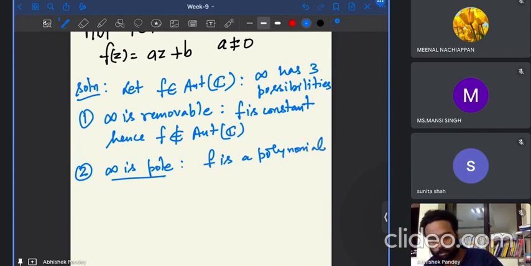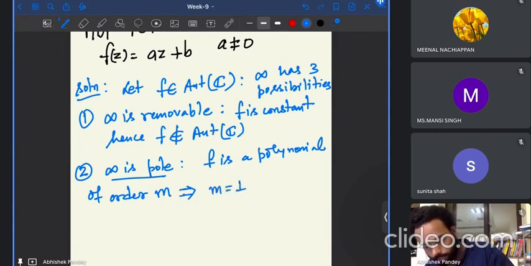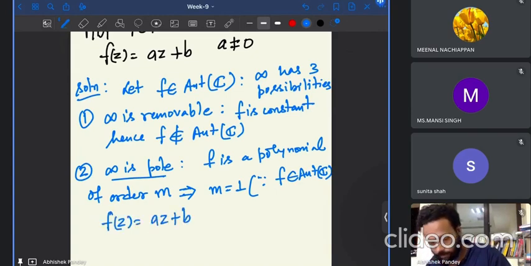f is a polynomial of order m for some m. So if this order m is greater than 2, then f is not 1-1. So the only possibility in this case is m equals 1, since f belongs to Aut(C). And a polynomial of order 1 means f(z) is nothing but az plus b, where a, b belong to C and a is non-zero.